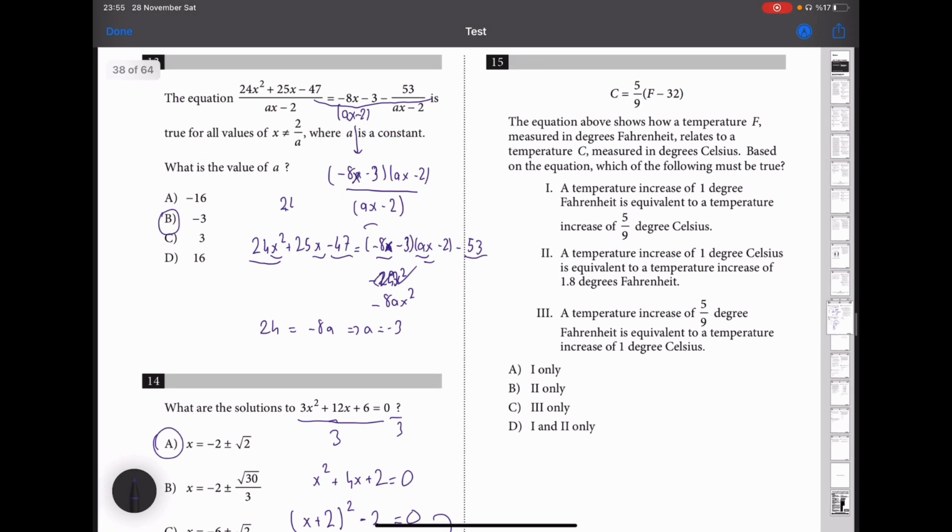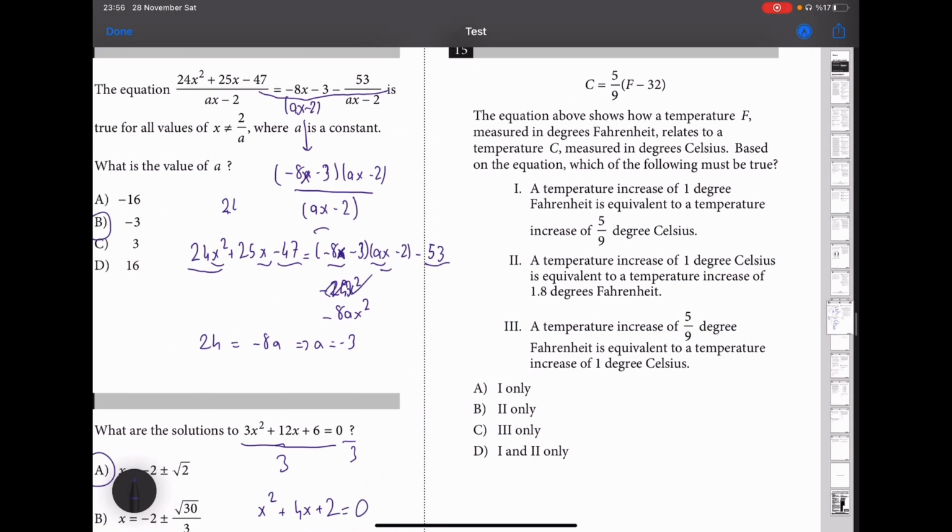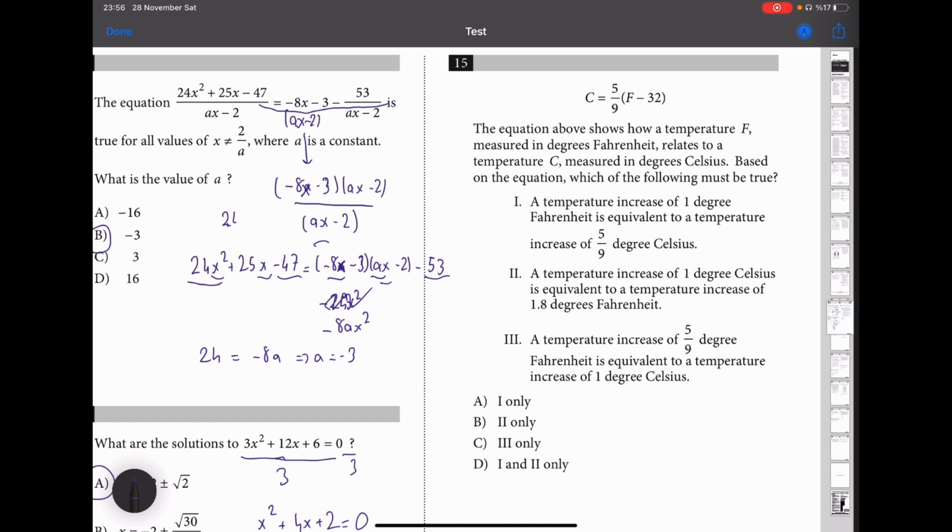Okay, the last question of the no calculator part. The equation above shows how a temperature F measured in degrees Fahrenheit relates to a temperature C measured in degrees Celsius. Based on the equation, which of the following must be true? Okay. A temperature increase of 1 degree Fahrenheit is equivalent to a temperature increase of 5/9 degree Celsius. Yes, indeed, the one increment is a 5/9 increment in C, yes.